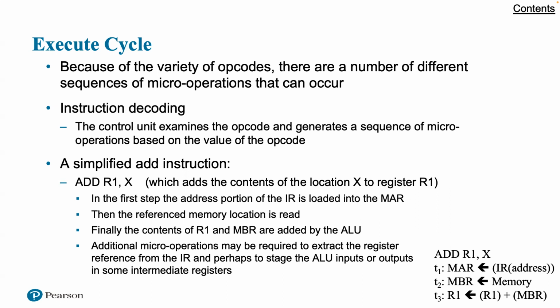So we begin with the IR containing the add instruction. In the first step, the address portion of the IR is loaded into the MAR. Then the referenced memory location is read. Finally, the contents of R1 and MBR are added by the ALU. Again, this is a simple example. Additional micro operations may be required to extract the register reference from the IR and perhaps to stage the ALU input or output in some intermediate registers.